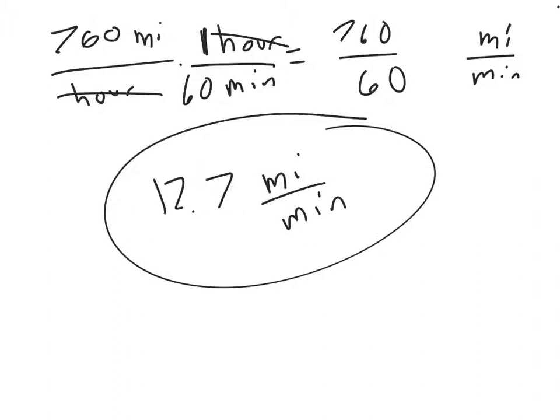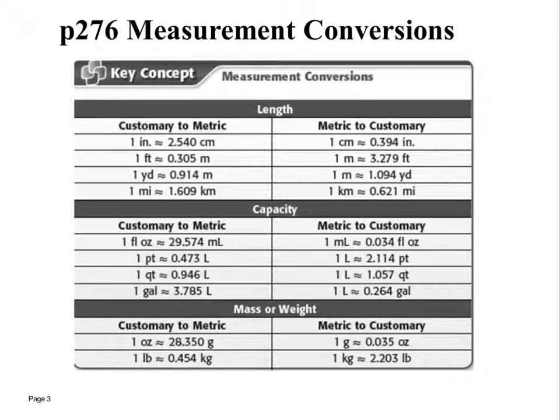Pretty fast. This page I put in your notes just in case you're not sure on measurement conversions. Hey, this is the page you refer to. It's in your book. And this has everything when you go customary to metric or metric to customary. It has both options. You get to choose which side you want to use, either this side or that side.